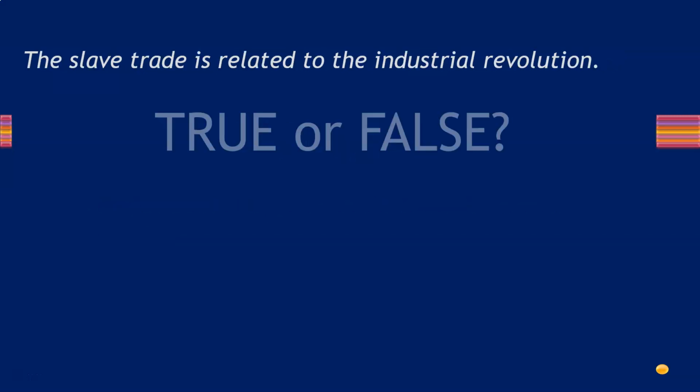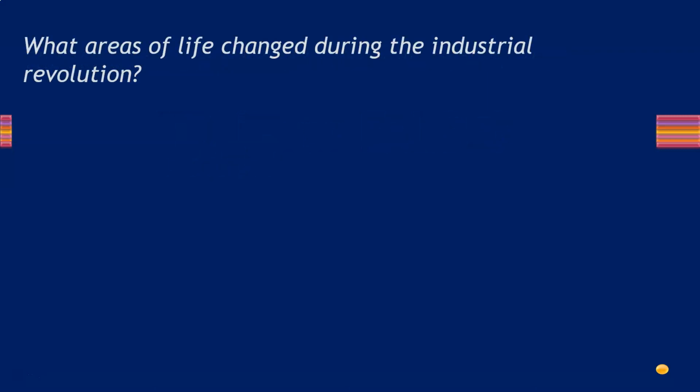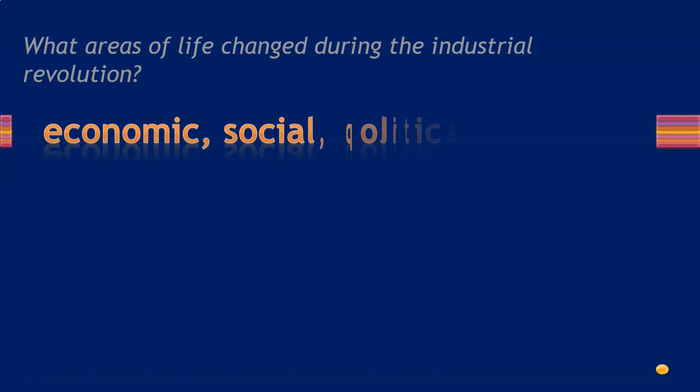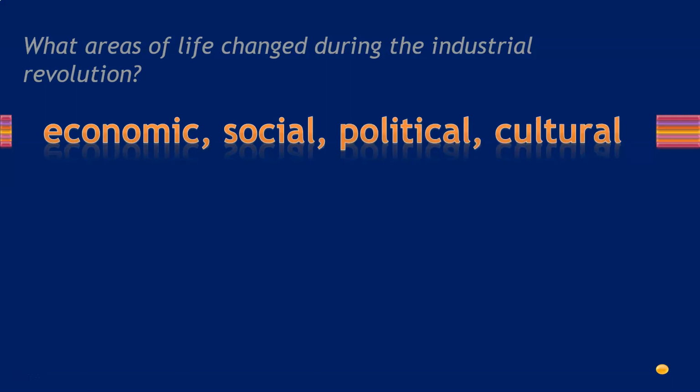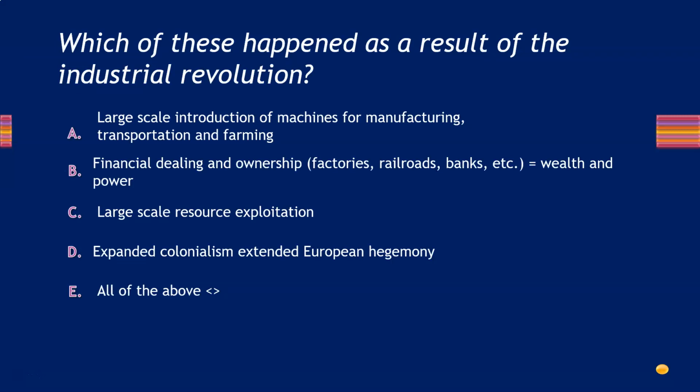The slave trade is related to the Industrial Revolution. True or false? That's very true. You may not have made that connection before, but the Industrial Revolution fired up the slave trade. What areas of life changed during the Industrial Revolution? Economic, social, political, cultural. If you said all areas, you would have been correct. What's a synonym, a word that means the same, for hegemony? That's just a fancy word for dominance that you see in history books. Dominance. That moved a little fast, sorry.